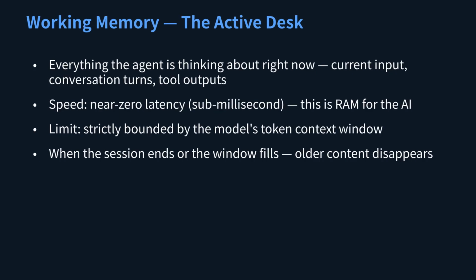The first type is working memory. Think of it as the AI's active disk space. It is everything the agent is currently thinking about, your latest message, the last few turns of conversation, and the output of any tools it just used. Working memory is incredibly fast, essentially instant, but it has strict limits. The agent can only hold so many tokens at once, and when the session ends, it all disappears. This is your RAM equivalent.